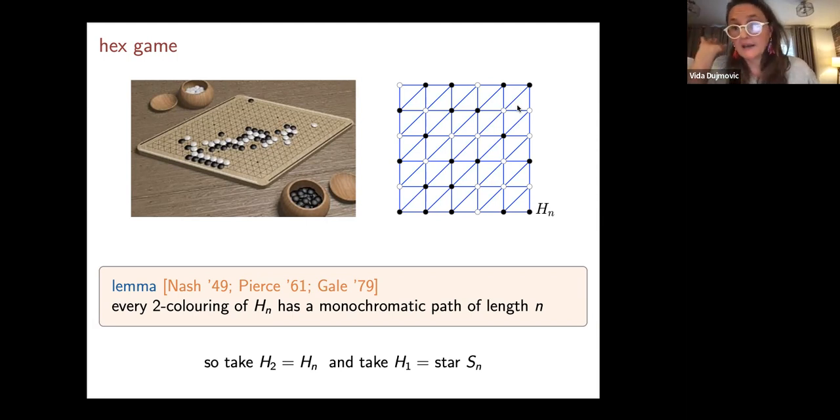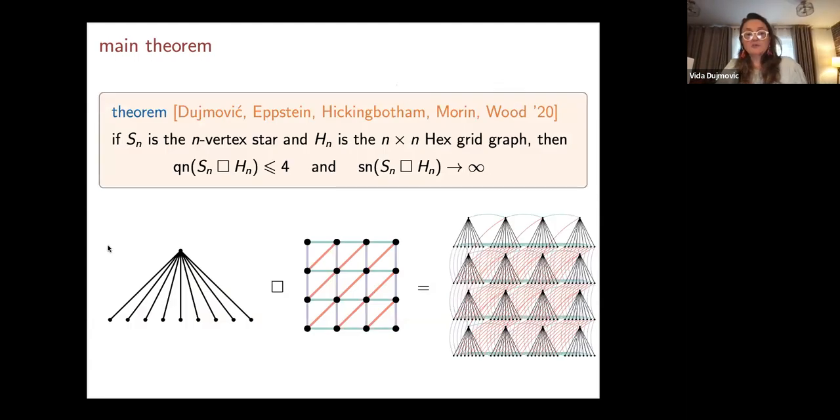H1, we pick a star with n leaves. I don't want to go into why. But basically what we know, this graph has bounded degree, has bounded queue number, even by the little example I showed you at the beginning. It's just a grid with little diagonals. This graph has bounded queue number, obviously, and the Cartesian product by David's results has bounded queue number.